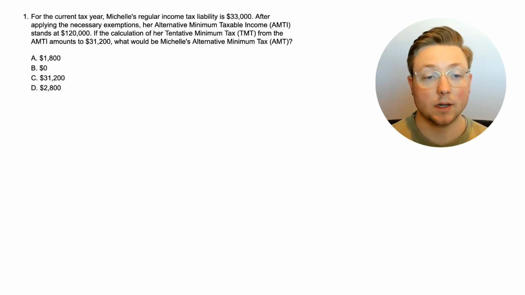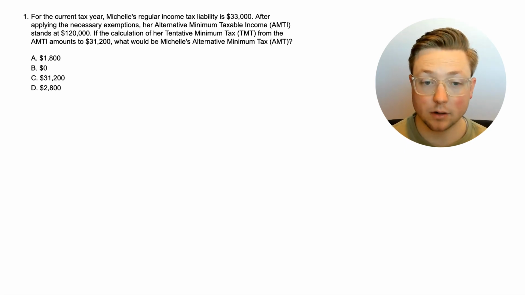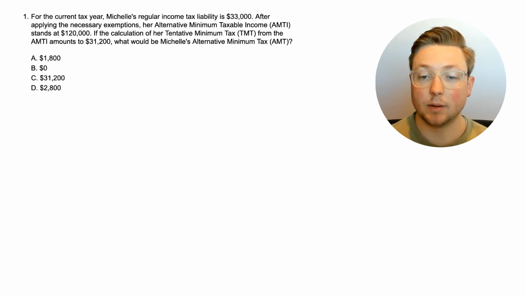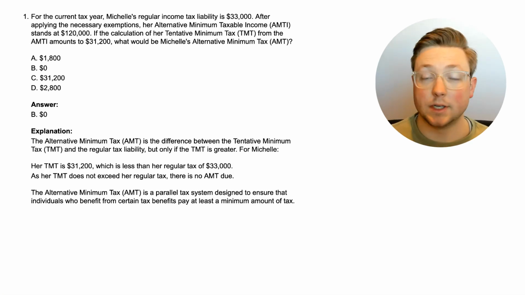Okay, here's question 1. For the current tax year, Michelle's regular income tax liability is $33,000. After applying the necessary exemptions, her alternative minimum taxable income, or AMTI, stands at $120,000. If the calculation of her tentative minimum tax, or TMT, from the AMTI amounts to $31,200, what would be Michelle's alternative minimum tax? Okay, if you don't know how AMT works, that's okay. That's why we're doing this video. So since this is the first question and we don't know how it works, let's dive straight into the answer. Okay, and the answer is $0. She doesn't have any AMT.